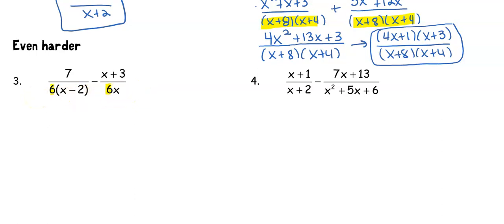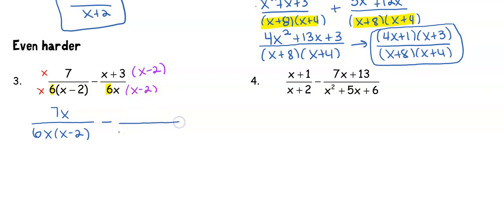So the first one is missing the x. And our second piece here is missing the x minus 2. So the common denominator is the 6 and the x minus 2. So we need to make sure that our pieces have that. We multiply our numerator, so that's 7x. We are subtracting on the bottom here. Again, we have our common denominator, 6x, x minus 2.